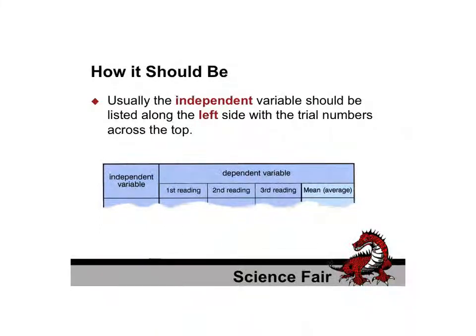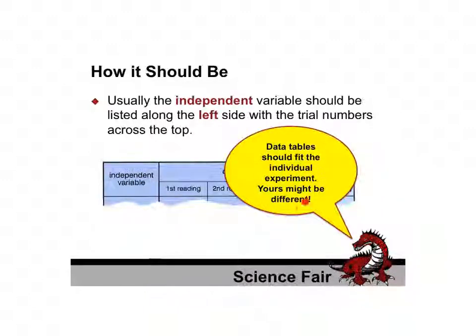Now, this is just a reminder and a review of how they should be. Usually, you should have your independent variable down here with your different versions listed, and then your trials, and they call them readings here, and then an average. That doesn't mean that your data table is going to look exactly like this, because you might have a different version of it. That is okay. Data tables should fit your individual experiment, so yours might be different than this, but this is kind of how it should be.